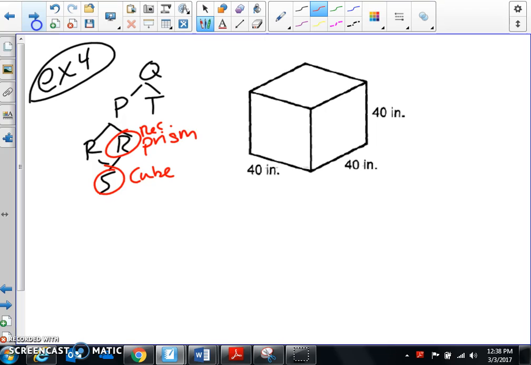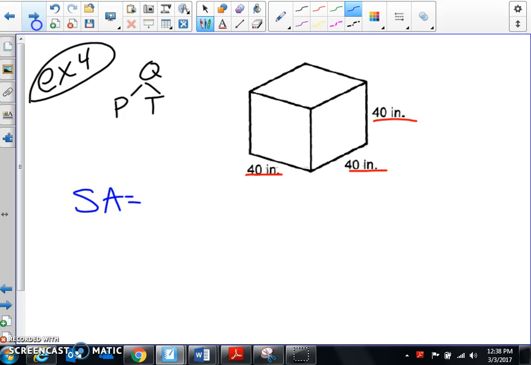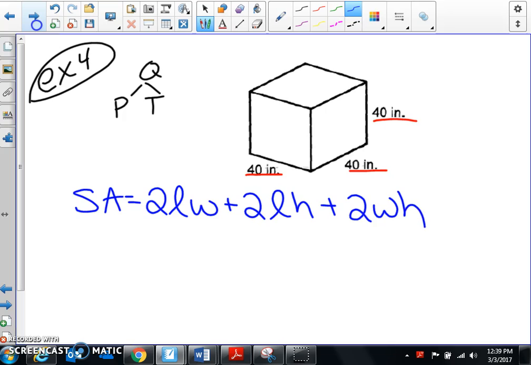So you would use the exact same formula. The only difference between a cube and just a rectangular prism is that your length, width, and height are all the exact same measurement. All right. Write it down exactly as you see it. Surface area equals 2LW plus 2LH plus 2WH. And if you want to, you can say length equals 40, width equals 40, height equals 40. Or you could just know, well, obviously they're all 40, right?